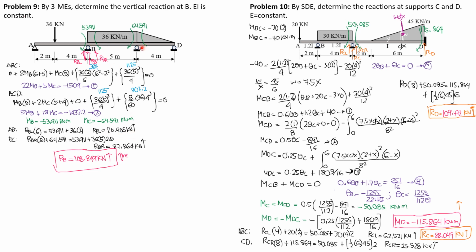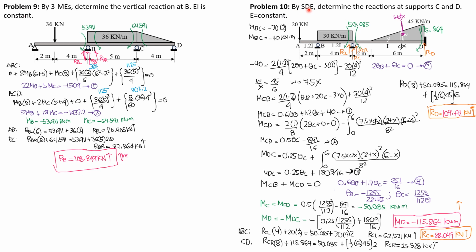Considering BC, summation moments about C equals 0, RB right times 5 plus 64.591 equals 53.911 plus the moment of the uniform load 36 times 5 times 2.5. Solving for RB right, 87.864 positive, so it is also upward. Therefore, R sub B is RB left plus RB right. So adding these two values, we obtain 108.849 kilonewtons, upward. That's the answer to that problem.